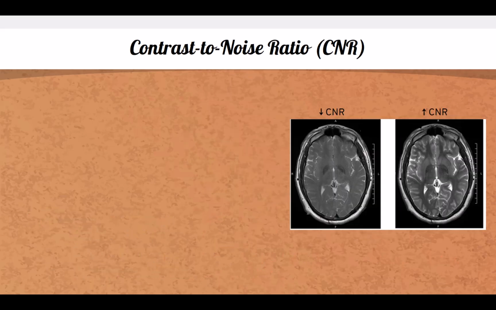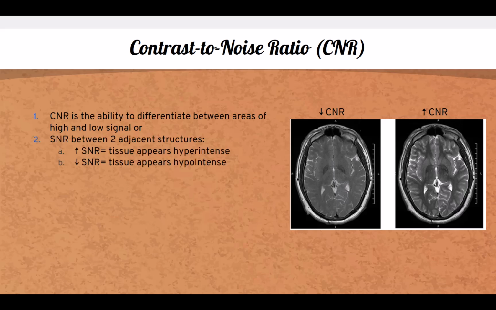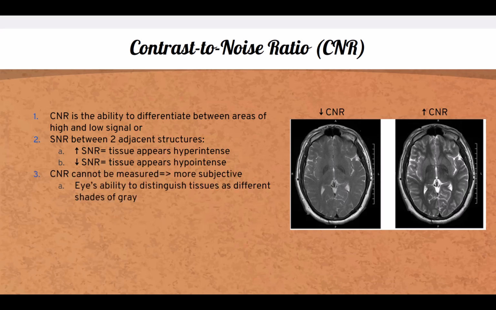The final pillar of image quality is contrast to noise ratio. CNR is the ability to differentiate between areas of high and low signal, or SNR between two adjacent structures. High signal means the tissue appears hyper-intense. Low signal means the tissue appears hypo-intense. CNR cannot be measured. It's more subjective. It's really the eye's ability to distinguish tissues as different shades of gray.